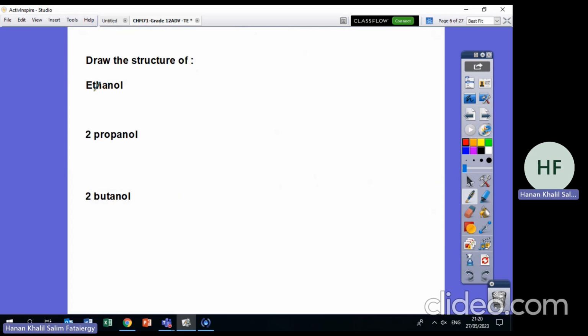Now another practice. Draw the structure of ethanol. Remember, eth means how many carbons? Eth means 2 carbons. An means single bond. Ol means there is an OH group. Okay, now how many H's do I need? 3, 2. If it asks you what the molecular formula is, simply count the C's. We have 2 C's. Count the H's. We have 6 H's, and we have O.